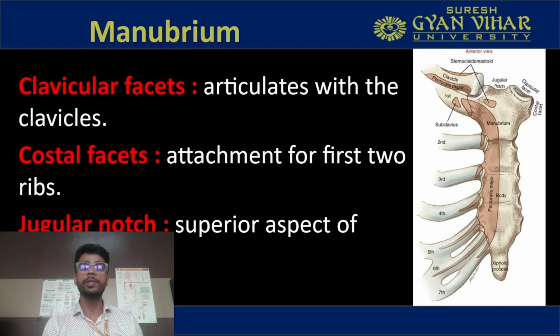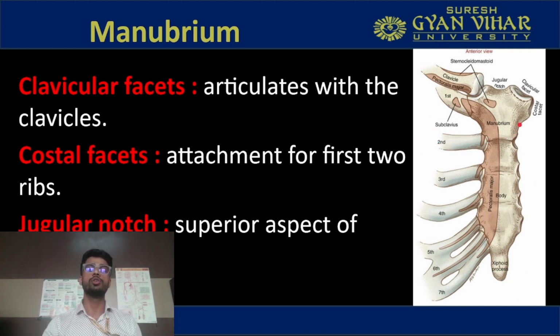Also there are some costal facets. As the name represents, these are the facets for the attachment of the ribs. As you can see in this diagram, there are 2 ribs attached at the manubrium, the very first rib and the second rib. The facet is actually a depression on the bone to accommodate the first rib, and there is a depression in the manubrium at the lower end to accommodate the second rib.